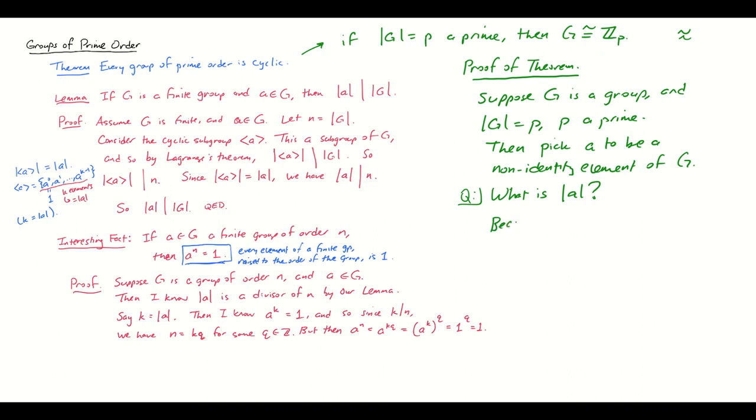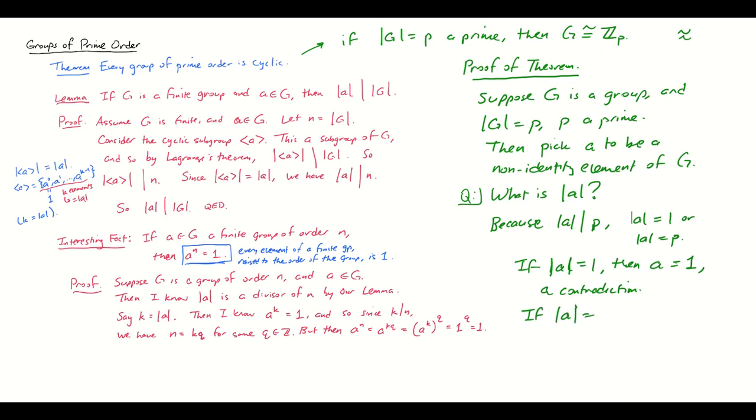So because the order of A must divide P, that's the order of our group, that order has to equal 1 or has to equal P. If the order were 1, then let's make sure that's clear. That's the order of A. If the order were 1, then A would have to be the identity because we'd be saying that A to the first power is the identity. That means A is equal to the identity. And that contradicts our selection of A as a non-identity element. So that means that the order of A has to be P.